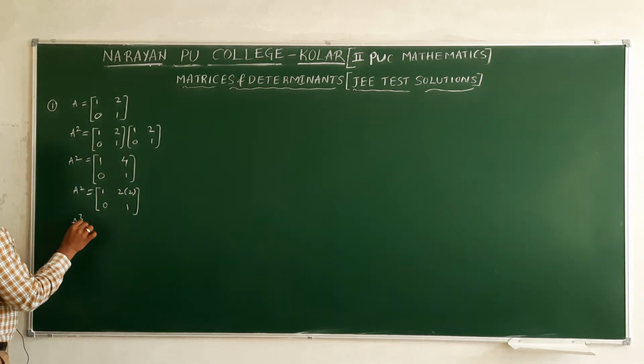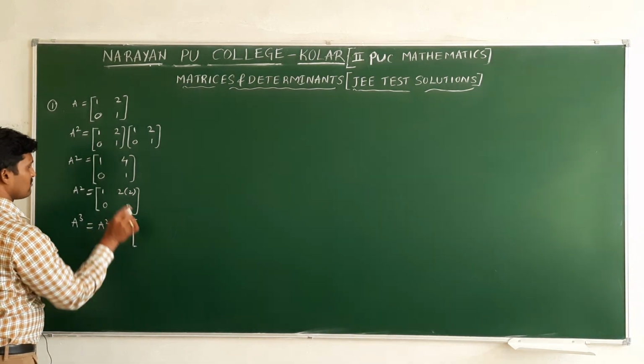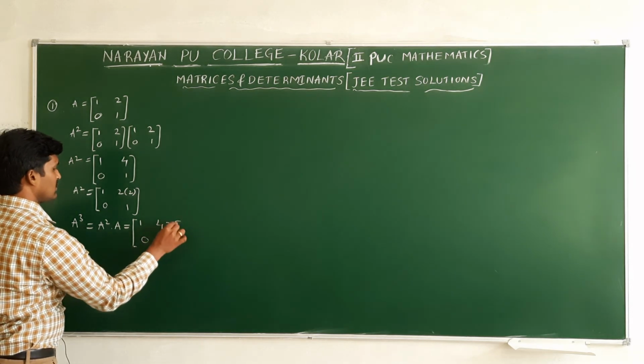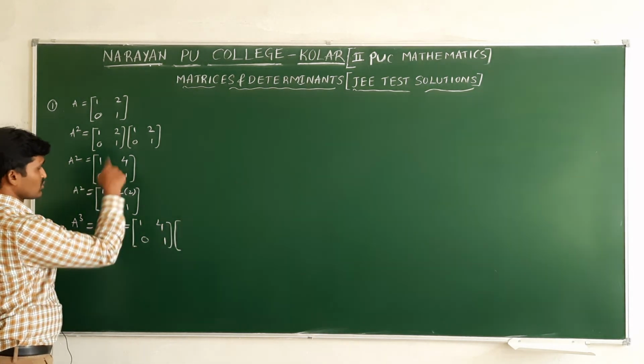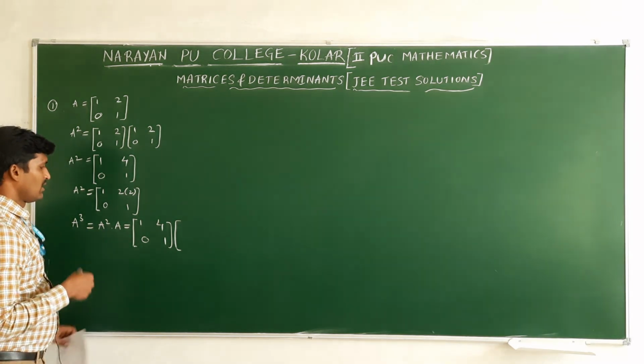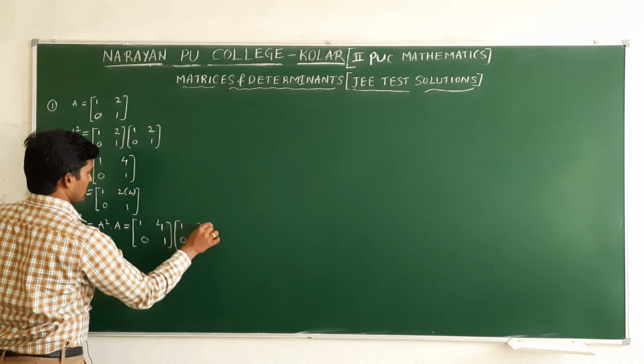I will find out A cube also. A cube means A square into A. I will take A square as 1 4 0 1 into 1 2 0 1, because it could be written as n square also or 2 power n also, but we need to check which one is satisfying.